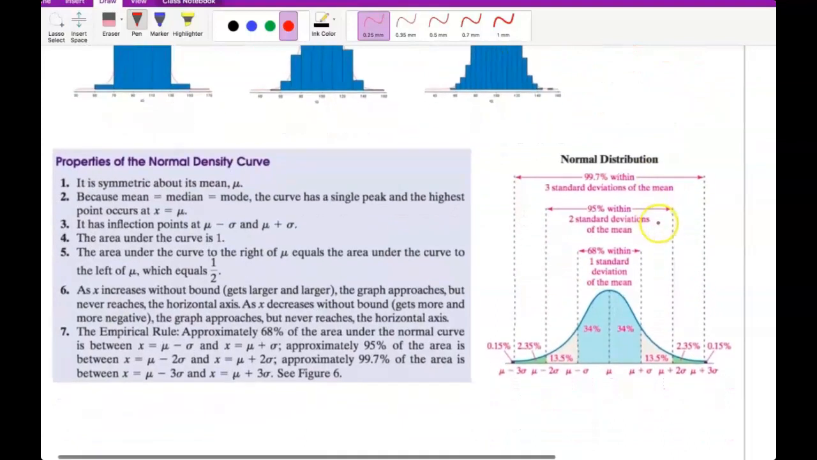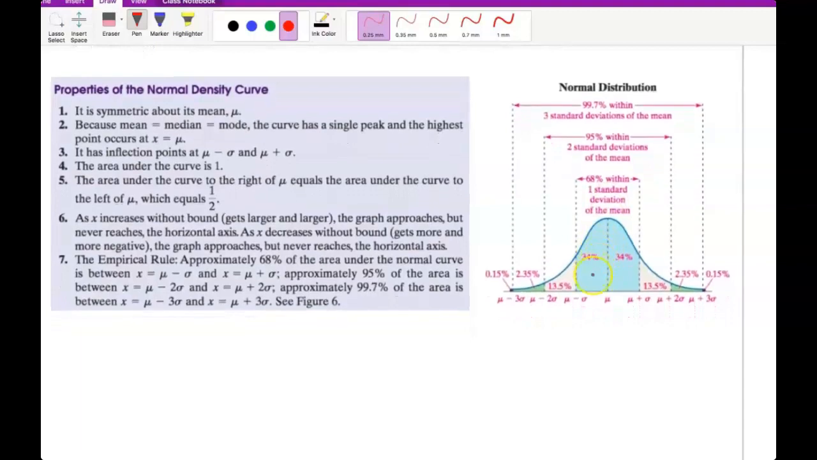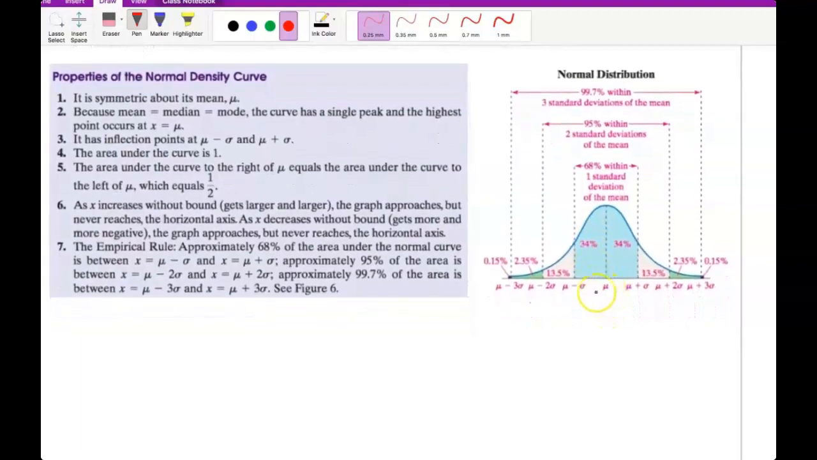Okay, now on this part we have the empirical rule again, but here on this part we're calling this normal distribution. If you remember, in between we have the mean. Then within one standard deviation, the probability for that part is 68%. Within two standard deviations is 95%. And within three standard deviations is 99.7%. And the rest of it, on the left we have 0.15%, and the same thing on the right, 0.15%.